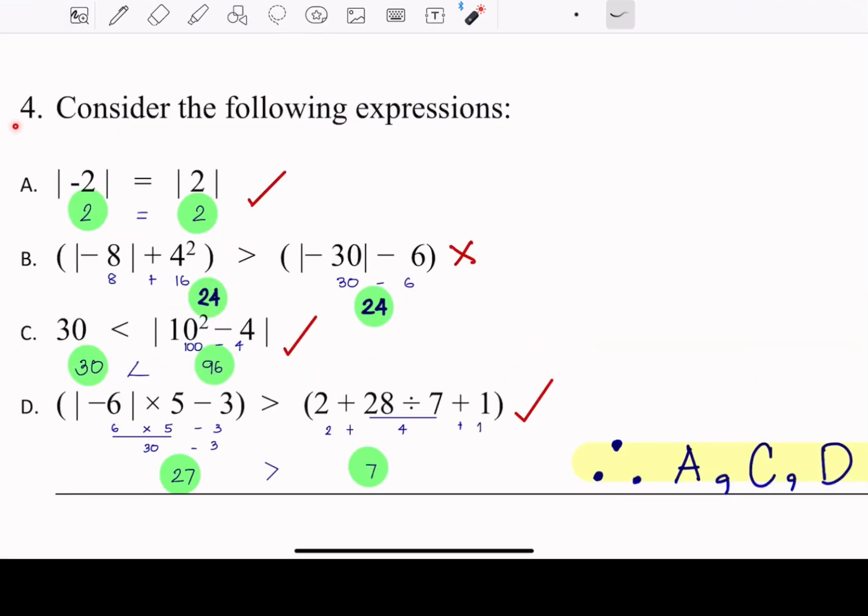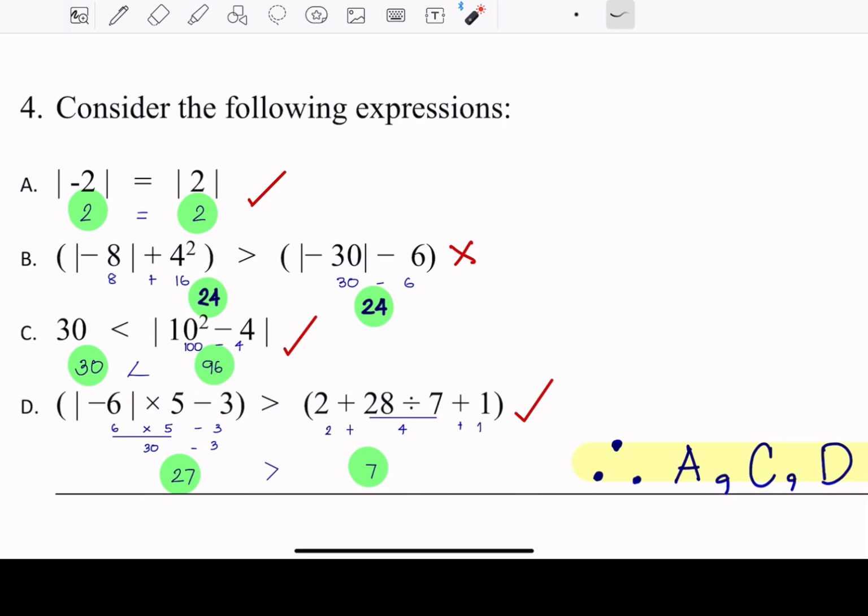Question number 4. Consider the following expressions. A. Absolute value of negative 2 is equal to absolute value of 2. Absolute value of negative 2 is just 2. Again, any number that is absolute, positive or negative, will always give us positive. Absolute value of 2 is also 2. Therefore, 2 is equal to 2, and that is true.